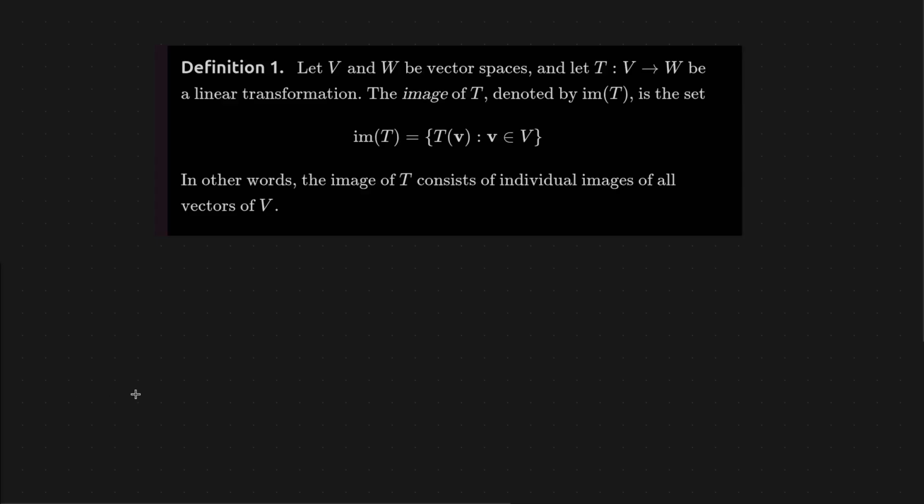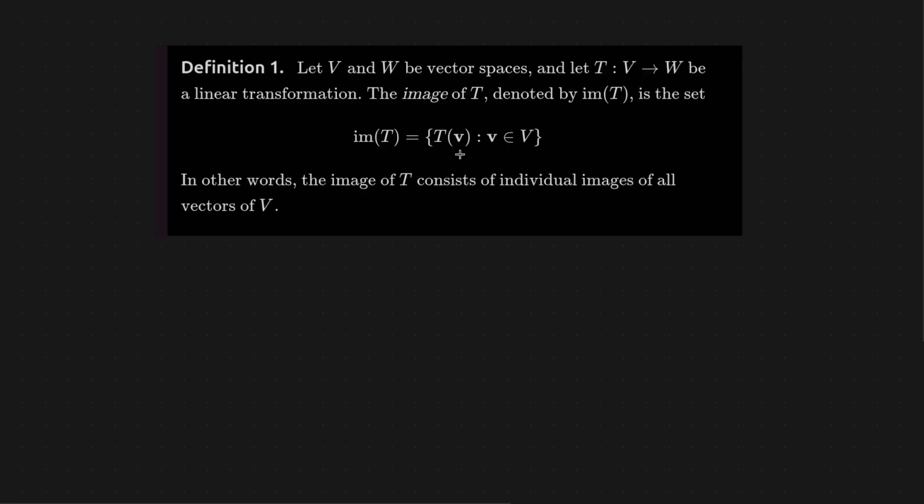Let's consider the following definition. Let V and W both be vector spaces. Let T be a linear transformation from vector space V to vector space W. We are going to define the image of T, the image of the transformation. We denote it mathematically by IM, and then in parentheses the transformation. So IM of T, the image of T.